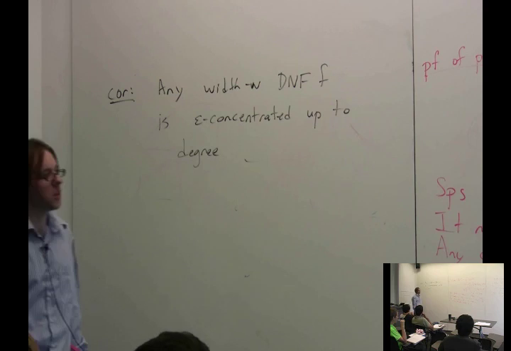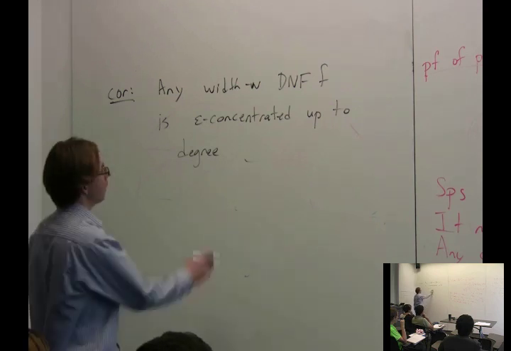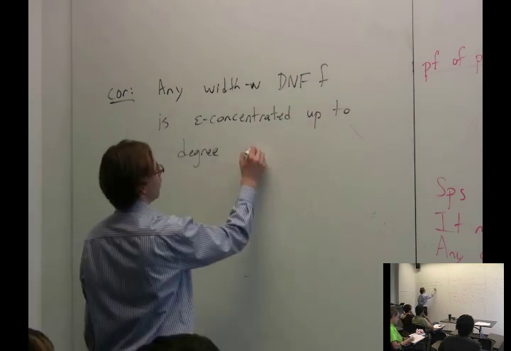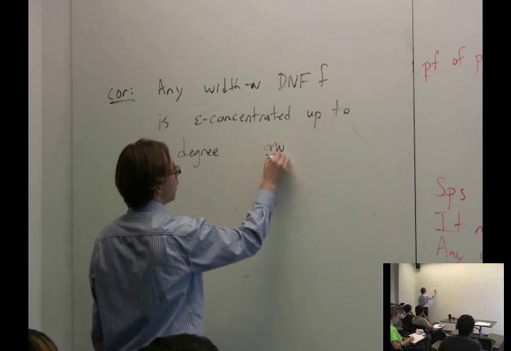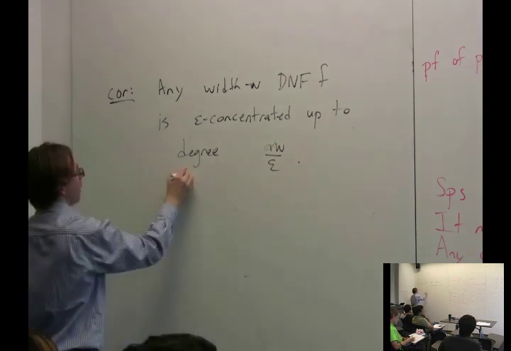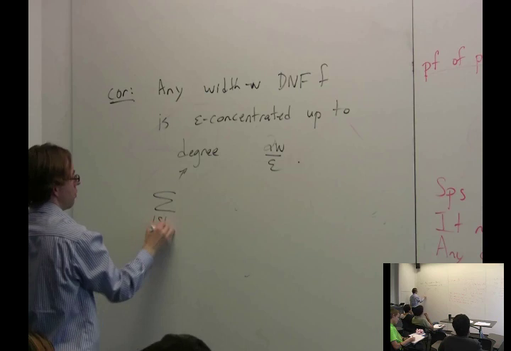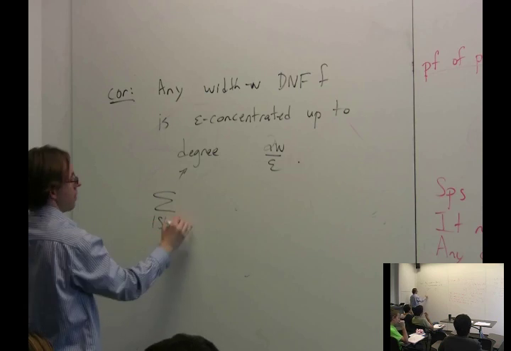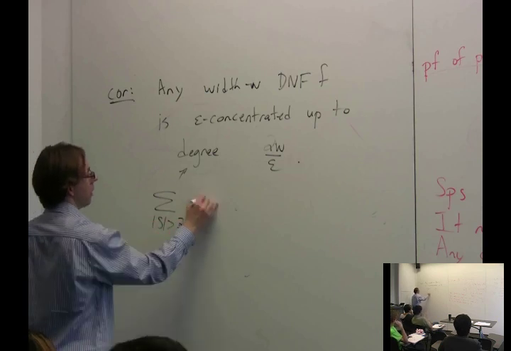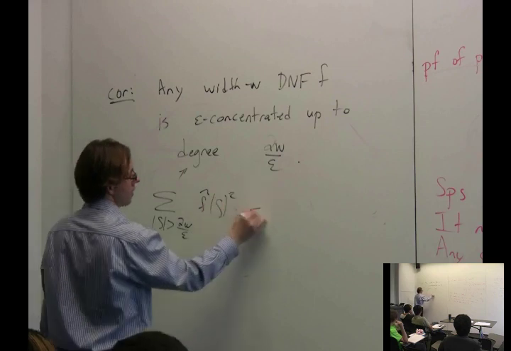Yeah, it's the total influence over epsilon. So we can put 2W, or actually W if we want, over epsilon. Remember, this means that the sum over S bigger than this bound, 2W over epsilon, of f hat S squared is at most epsilon.